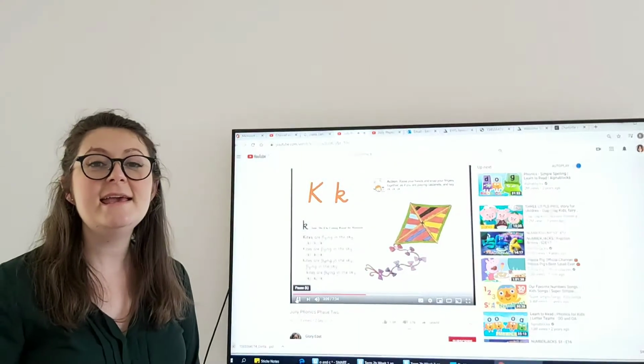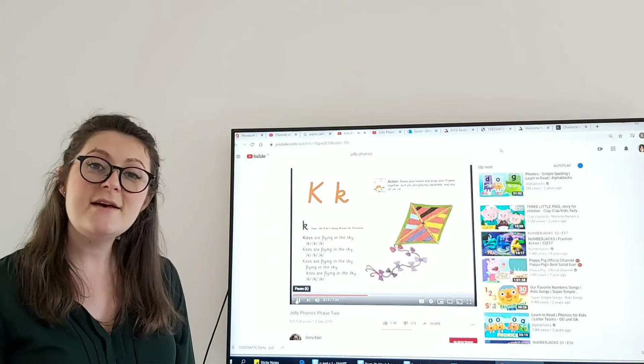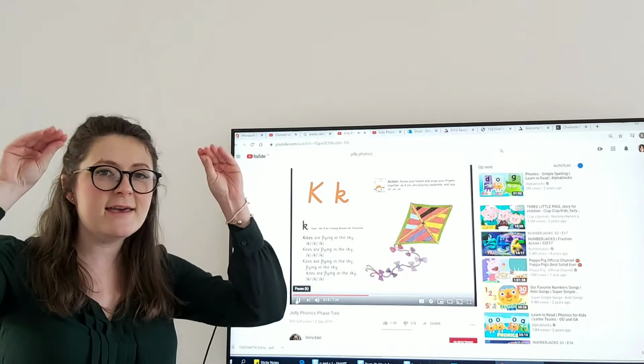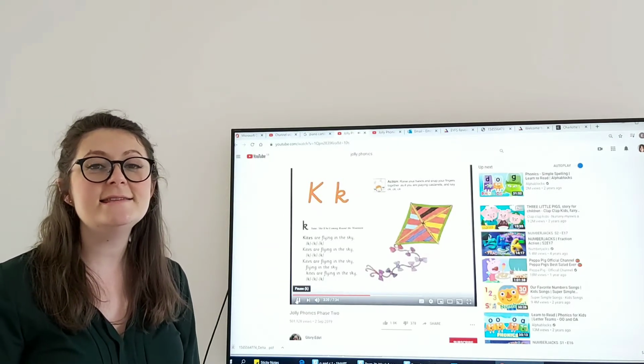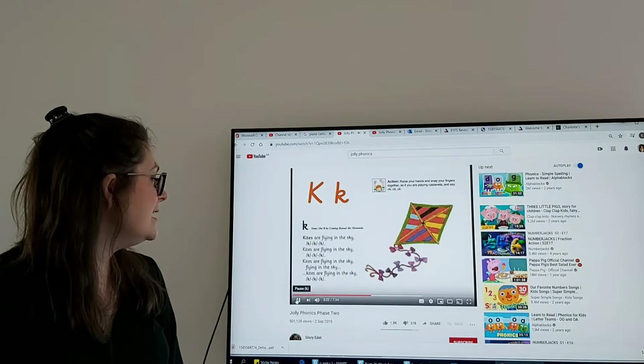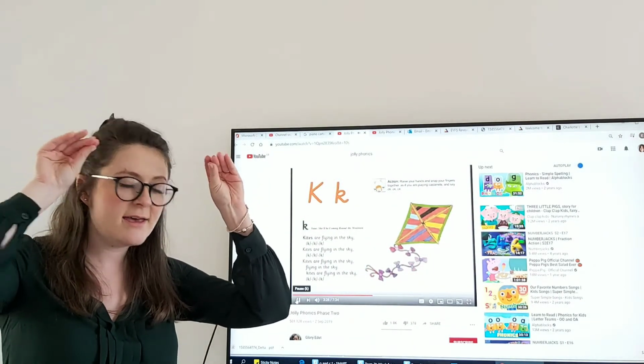Kites are flying in the sky, k, k, k. Kites are flying in the sky, k, k, k. Kites are flying in the sky, flying in the sky. Kites are flying in the sky, k, k, k.